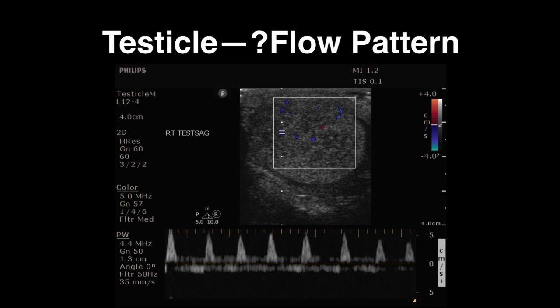So there is still flow present, and I'll tell you here that there's an abnormal appearance of the parenchyma of the testicle. Normally the testicle should have a homogeneous appearance to it. This has a heterogeneous appearance to it. And when you look at this waveform, there's a high resistance pattern here, and you can see that forward flow during diastole has been clipped off. So the question is, why do you have this pattern here?